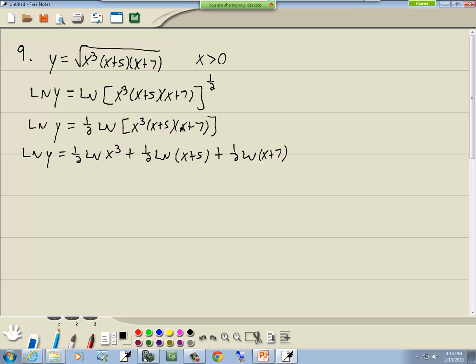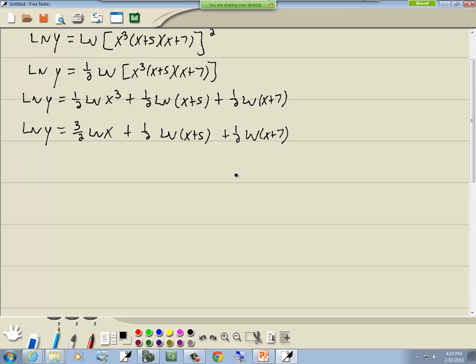And all of a sudden we eliminated that product rule we would have to use. Last thing we can do, see the 3 that's our power on the x, we can put that out in front. So this becomes natural log of y equals 3/2 natural log of x plus 1/2 natural log of x plus 5 plus 1/2 natural log of x plus 7.